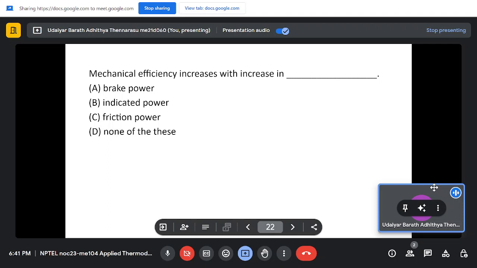If the friction power is reducing, brake power will go up. With indicated power constant, brake power will increase. So for mechanical efficiency to increase, your brake power should increase. Hence mechanical efficiency increases with increase in brake power, because indicated power is nothing but brake power plus friction power. So for a given indicated power, if brake power increases, mechanical efficiency increases.